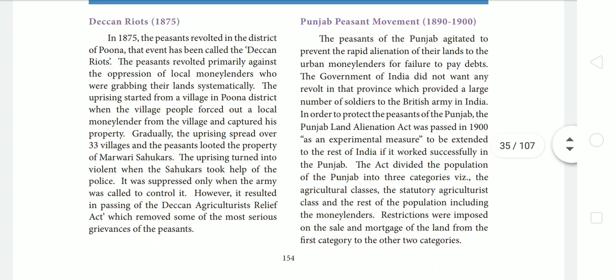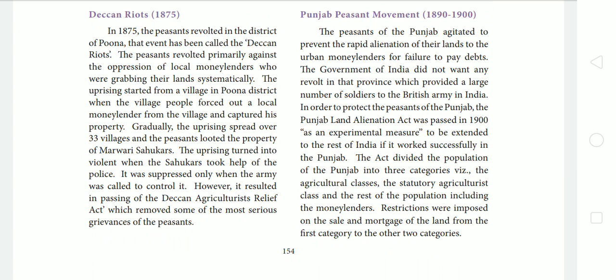Next one, Deccan riots. This Deccan riots took place in the year 1875. So in 1875, the peasants revolted in the district of Pune. That event has been called the Deccan riot.